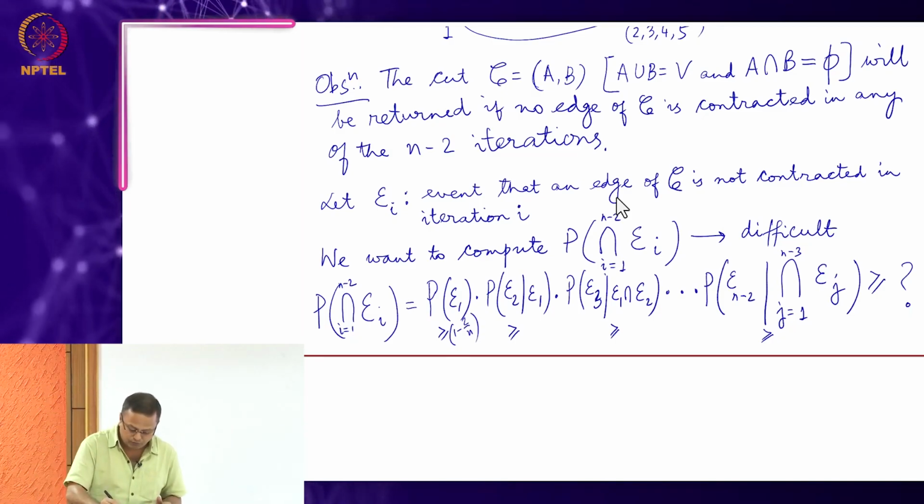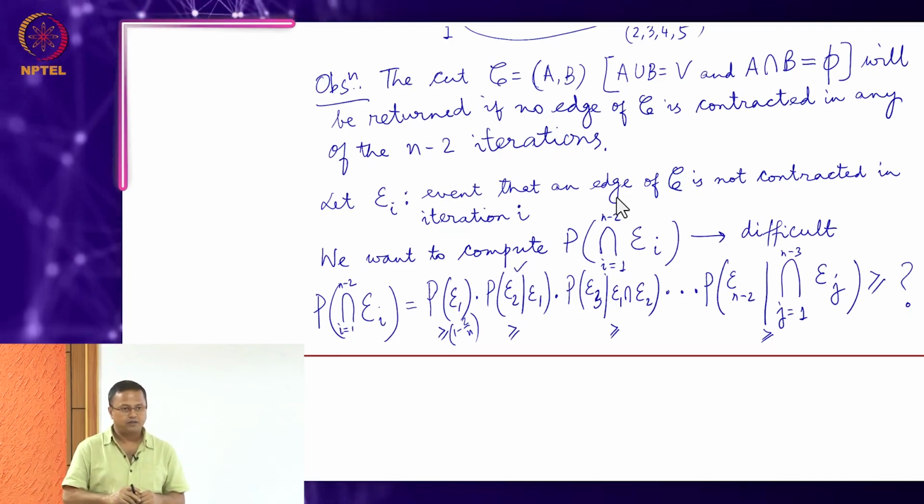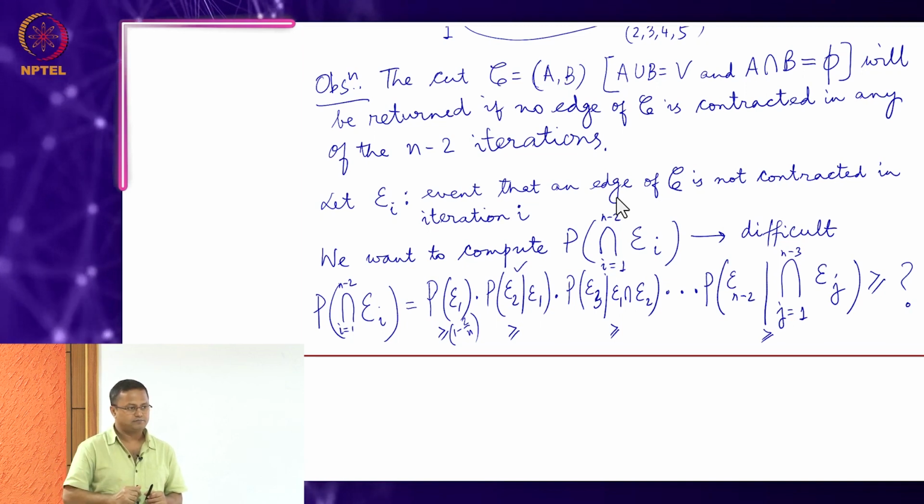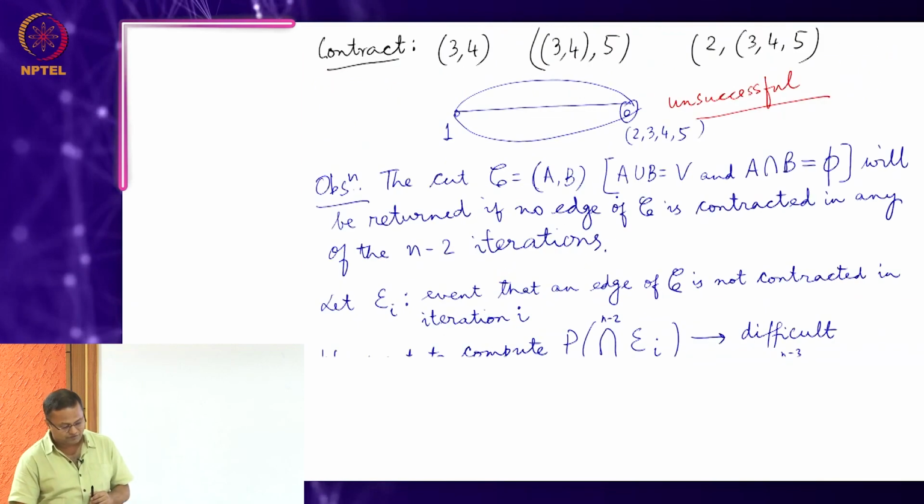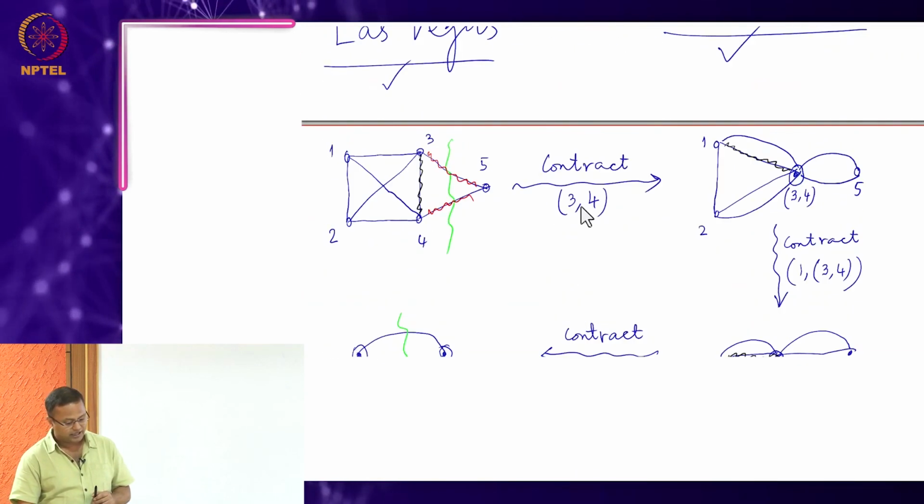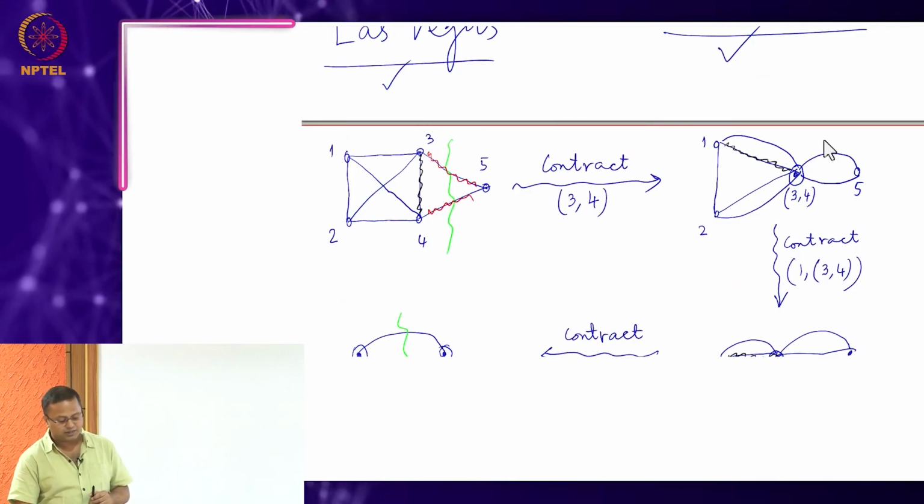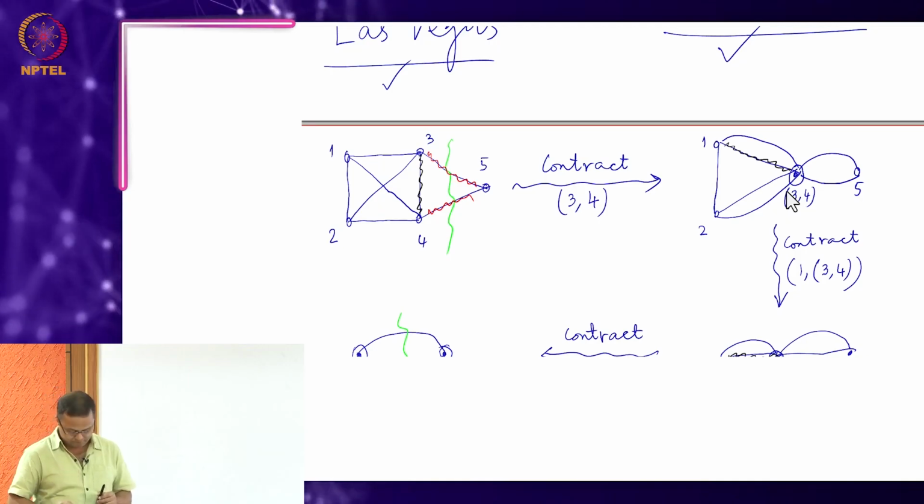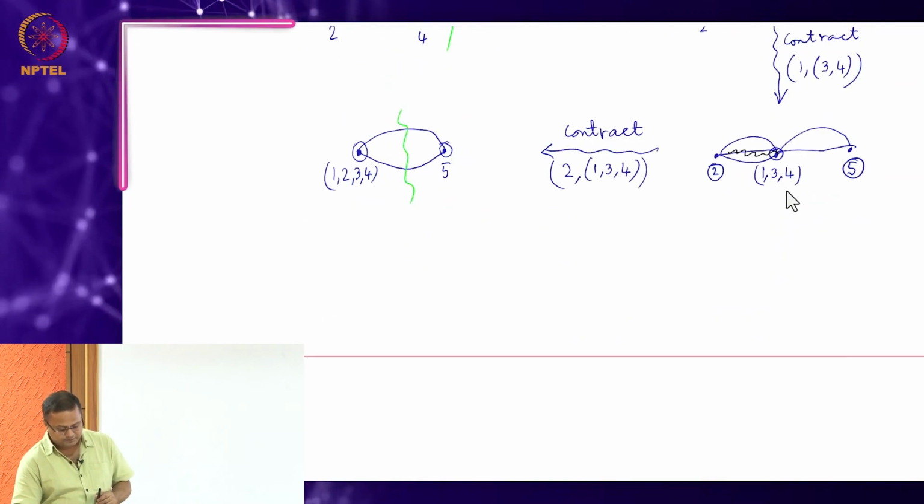Next I need to figure out this one, but to figure out this one the graph has now changed, because after the first iteration the graph is no longer looking as nice as this, but it is something like this. Agreed? Okay.